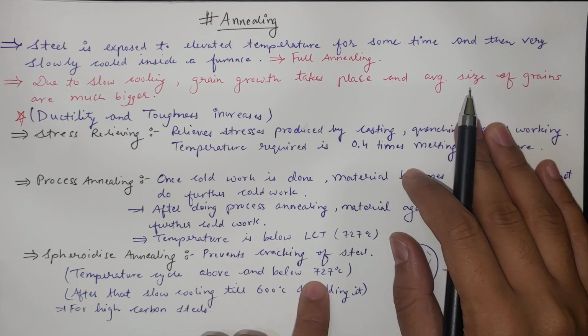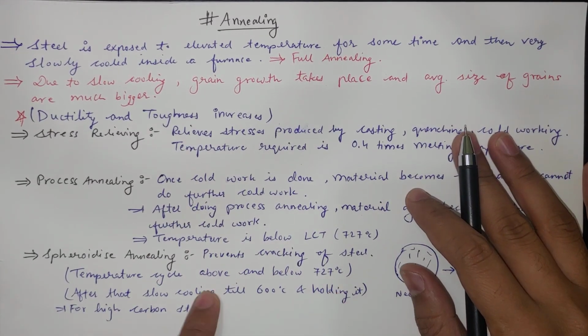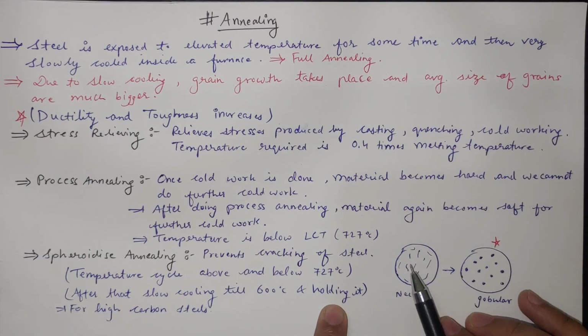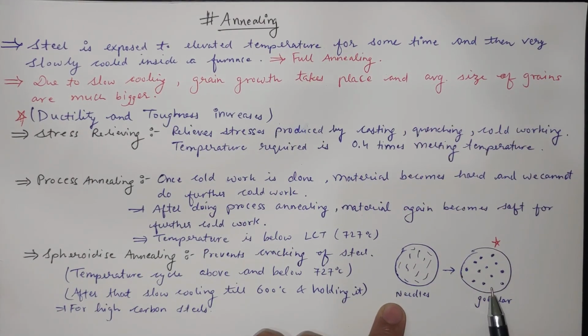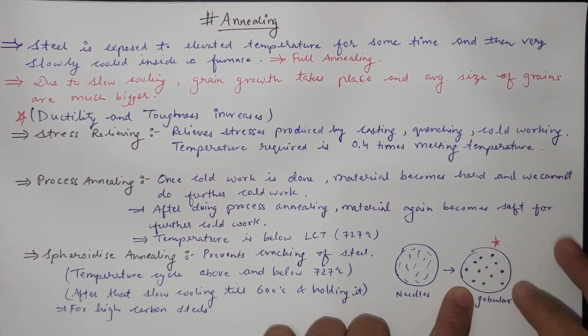So the temperature cycles above and below 727 degrees Celsius for some time, and after that slowly cooling till 600 degrees Celsius and holding it. There is grain growth inside the structure, and these needle-like structures and laminations of pearlite and cementite become globular or nodular structures, in spherical form. The name spheroidized annealing comes from that.